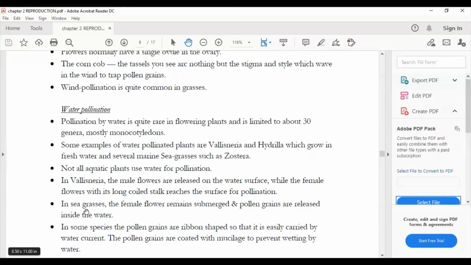This is again a different type of pollination which takes place. So pollination that is by the help of seagrass. So seagrass pollination can also be asked as a different question.